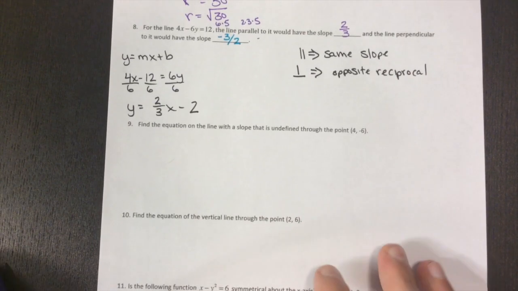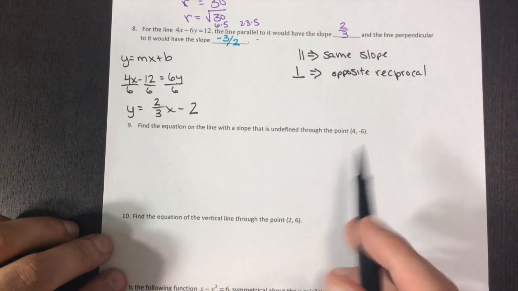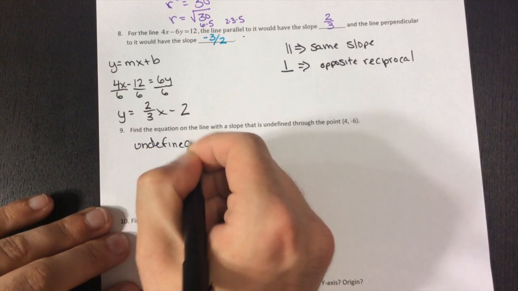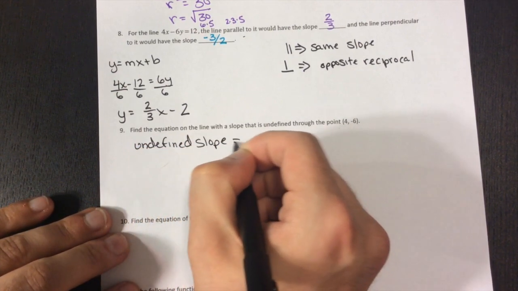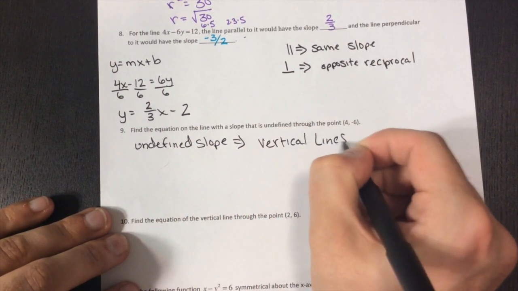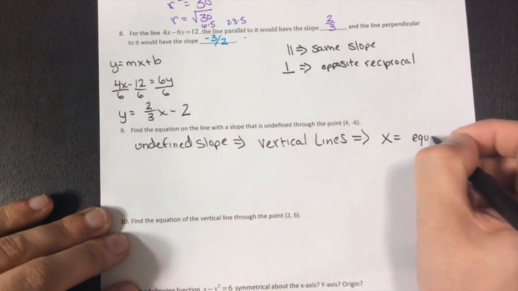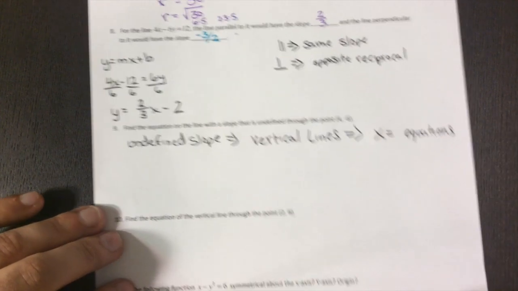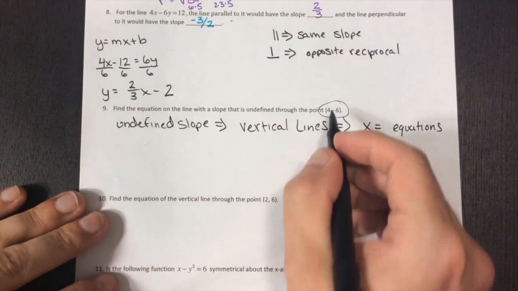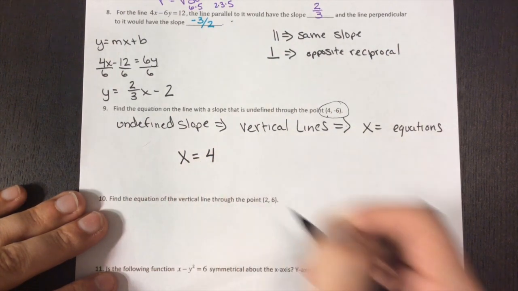Couple more. Find the equation of the line with a slope that is undefined through the point 4, 3. Undefined slope means vertical lines. And vertical lines means x equals equations. So we look here for our ordered pair. My x value is 4. So to write the equation of the line, it's just x equals 4.